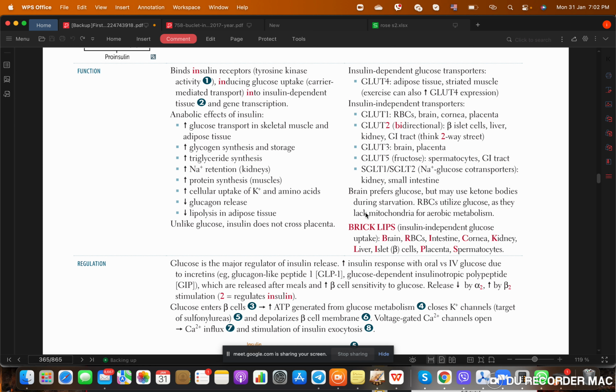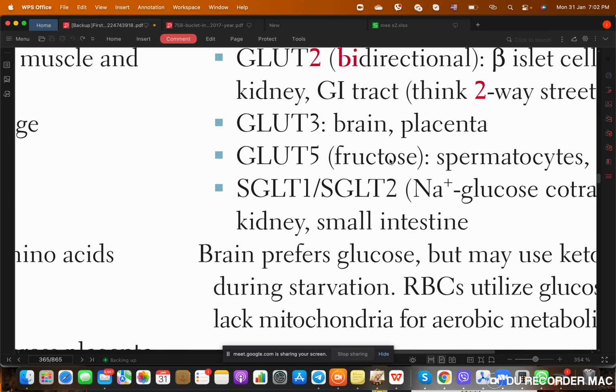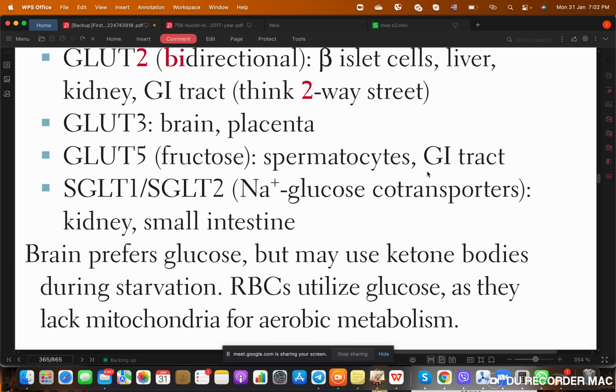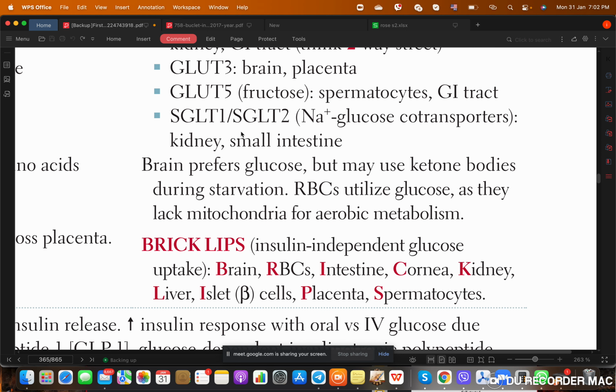So the next thing we have is GLUT3, which can be the brain and the placenta. GLUT5, 5 for fructose, F for fructose, and F for spermatozoa, if you know what I mean, and F for the GI. Okay? SGLT1 and SGLT2, which is the sodium glucose cotransporter, is located in the kidney. I don't know why they did this, but the small intestine has 1 and the kidney has 2. If you forgot, you have 1 small intestine, you have 2 kidneys.